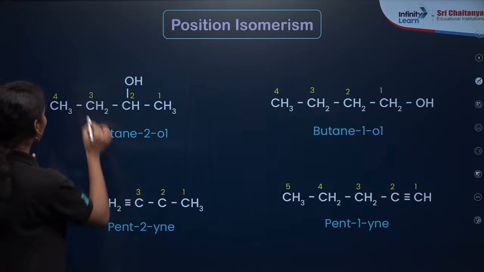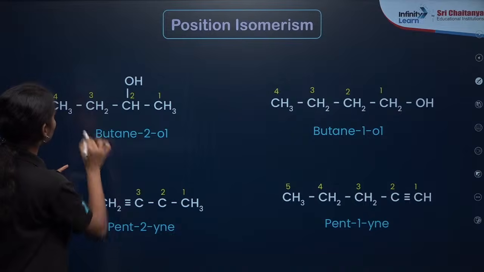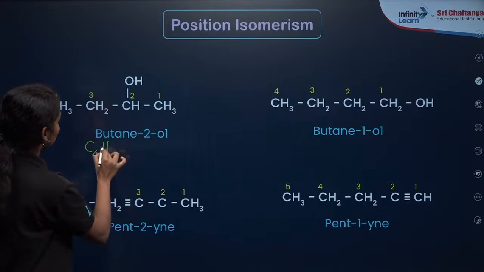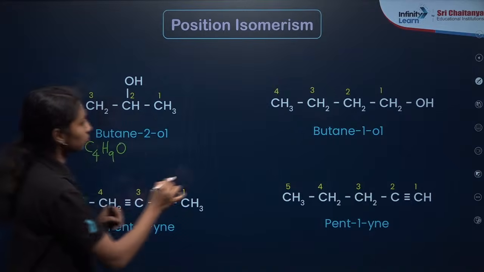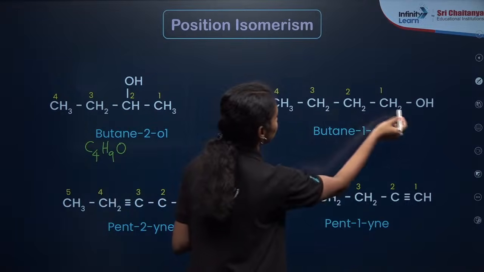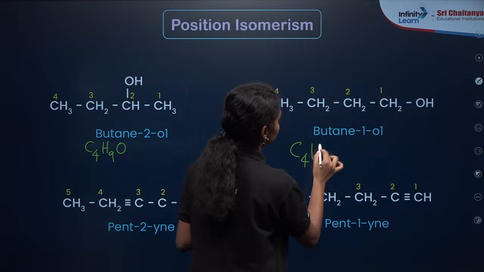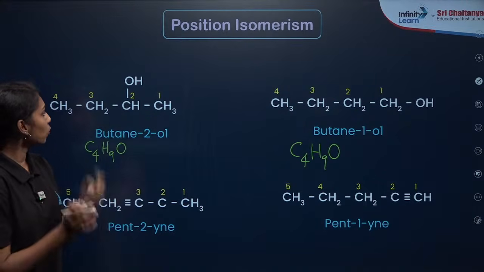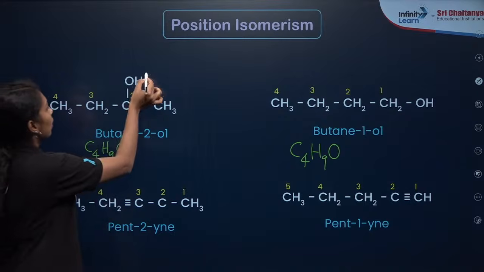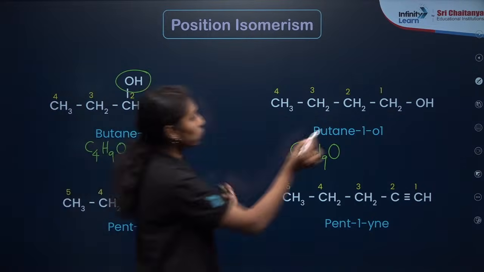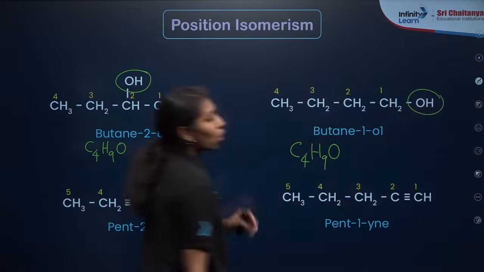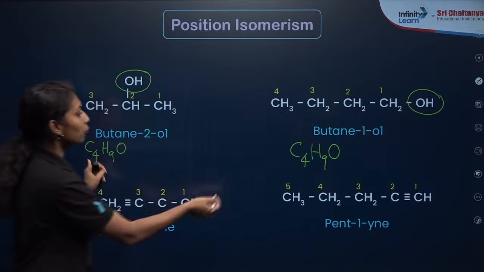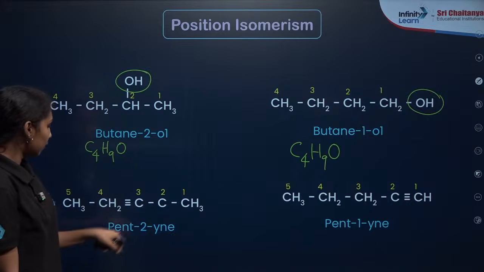Again, this is also a 4 carbon compound, right? So this is another example of position isomers. What you are observing here is that this OH is on the second carbon, and this OH is on the first carbon. The difference in the position of OH in the carbon compound is known as position isomerism here. But it has the same molecular formula of C4H9O. Then what about the second case?